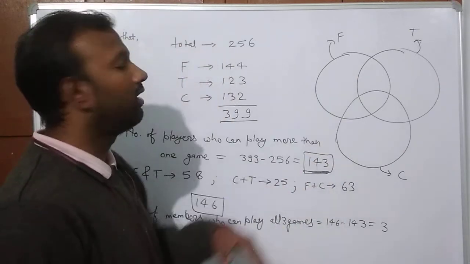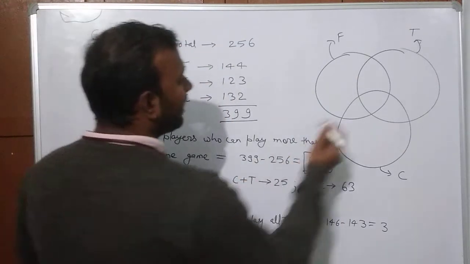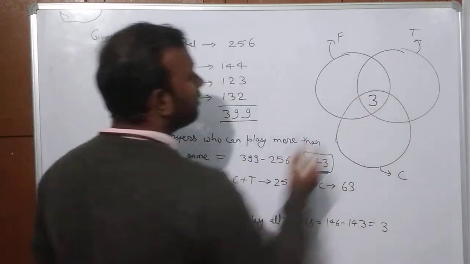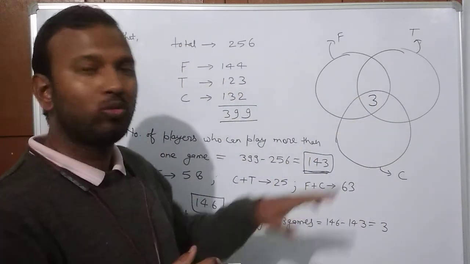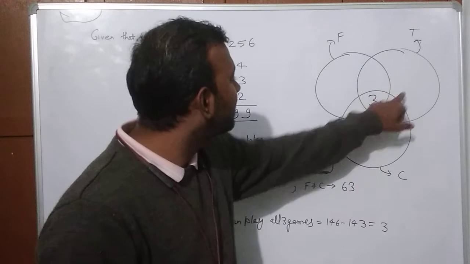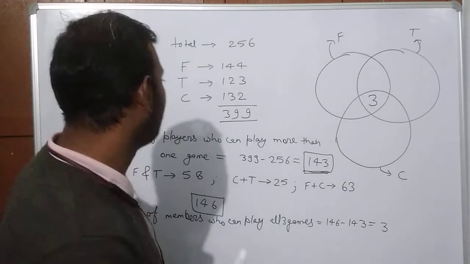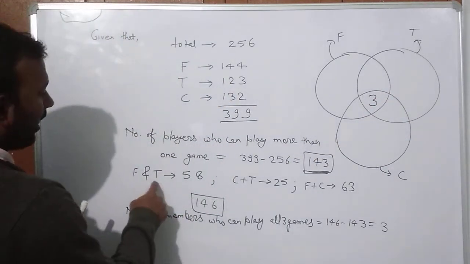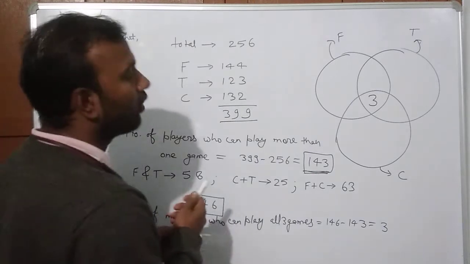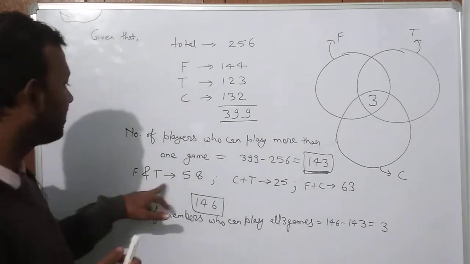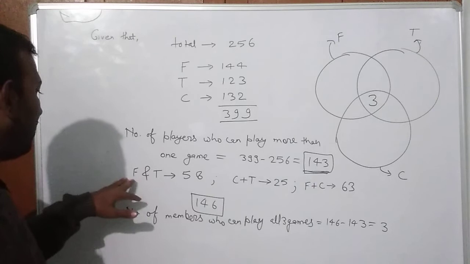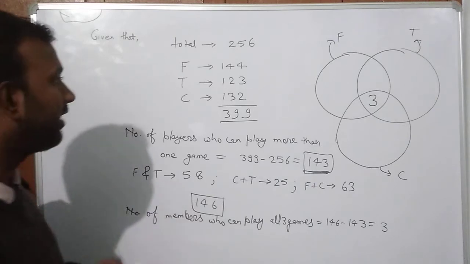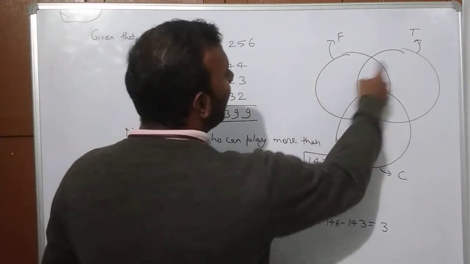So in the diagram, this section represents the members who can play football, tennis and cricket, all games. Now, football and tennis is 58. Okay. The number of members who can play football and tennis is 58. Football and tennis.